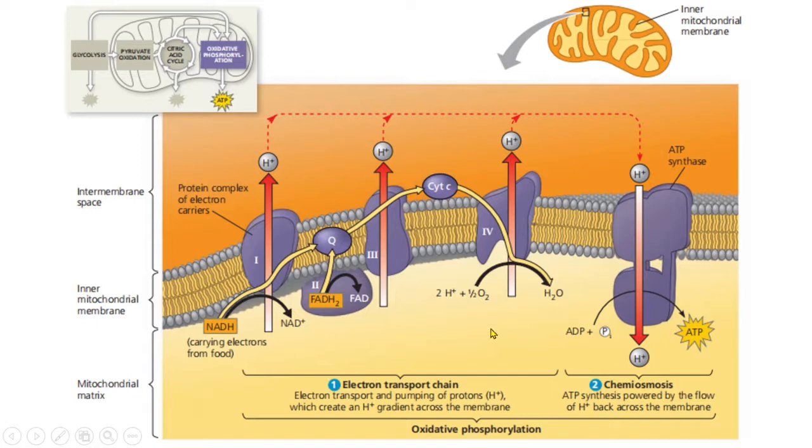So again, it is because of the accumulation of hydrogen on one side and the moving through the ATP synthase from higher concentration to lower concentration that produces ATP. So that's what oxidative phosphorylation will be all about.